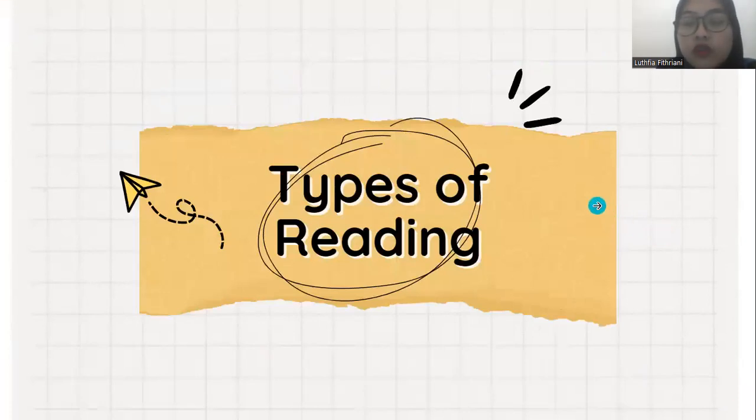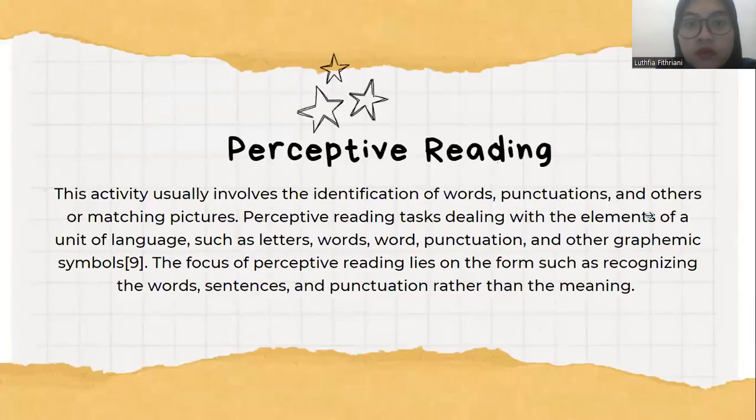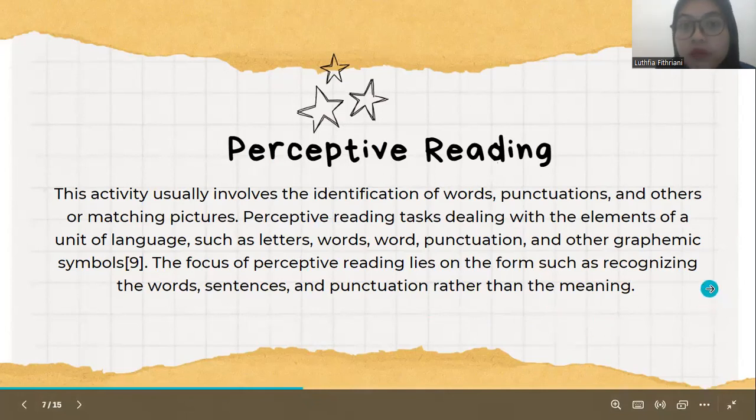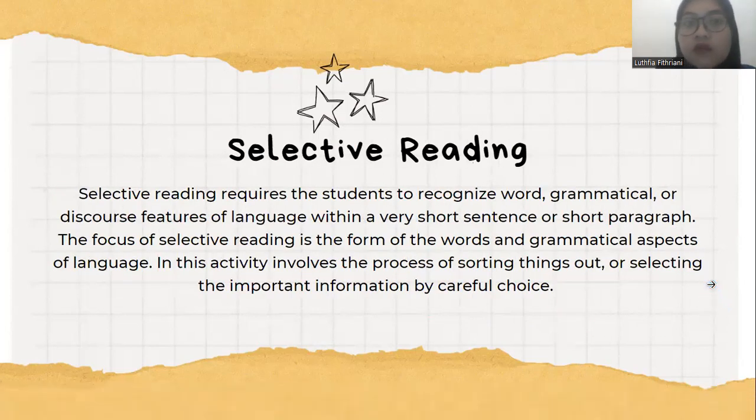Now we will move to the types of reading. The first is perceptive reading. So this activity usually involves the identification of words, punctuation, and others or matching pictures. Perceptive reading tasks deal with the elements of a unit of language such as letters, words, punctuation, and other graphemic symbols. The focus of perceptive reading lies on the forms, such as recognizing the words, sentences, and punctuation, rather than the meaning.